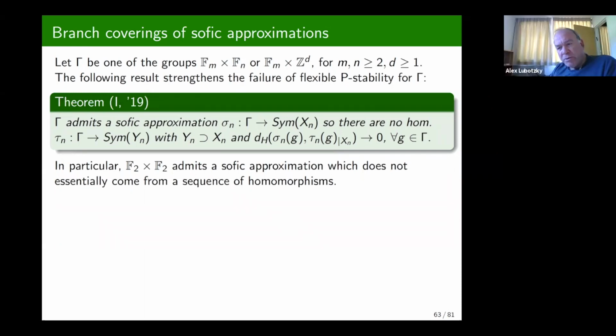Which method would apply? I'm saying that the methods in this proof won't give you that F2 times F2 is not Hilbert-Schmidt stable, because the same method proves that F2 times Z is not p-stable, and that we know to be Hilbert-Schmidt stable. But there is a proof by a different method.